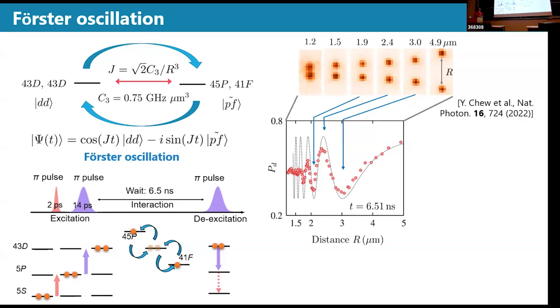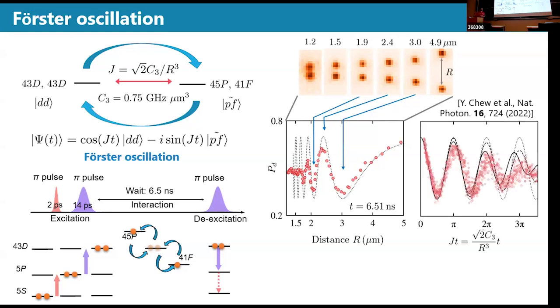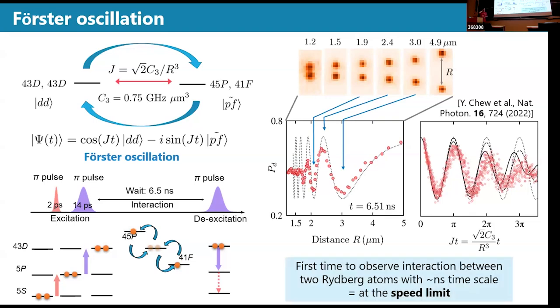To make it a little clearer, we can replot this result as a function of interaction strength times time. And then you can see oscillation. This is nothing else than this ultrafast Förster oscillation. And this is actually the first observation of the interaction between two distant Rydberg atoms on this nanosecond time scale. And this is the speed limit control of the interaction between two atoms.